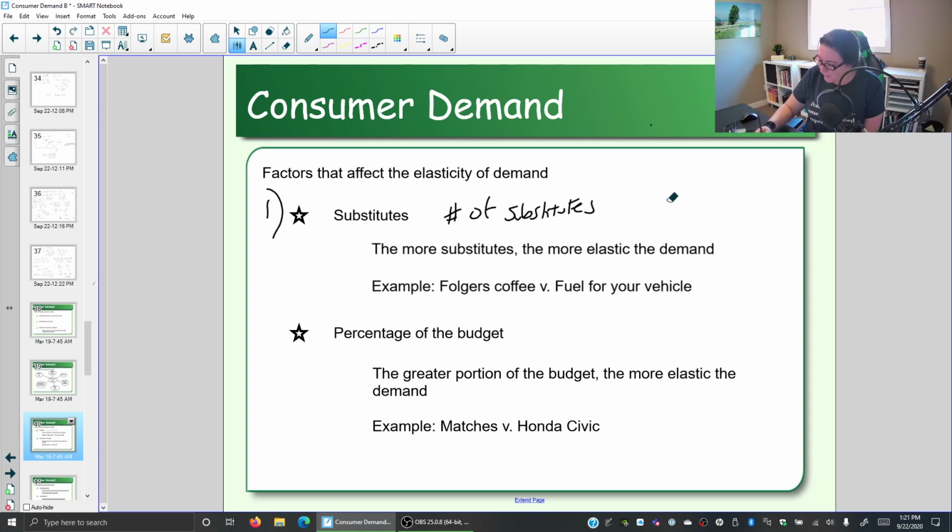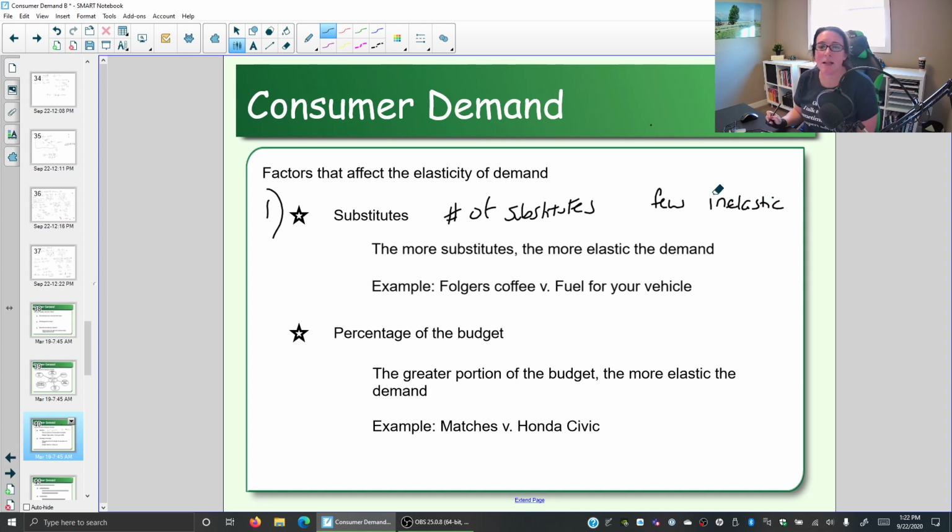So if there are very few substitutes, how sensitive are you to the price change? The price changes, the amount you're willing to buy will change a lot or change a little. If there are not a lot of alternatives, then when the price changes, you're still going to pay it anyway. So you're not very sensitive to the price change, and so your demand is inelastic.